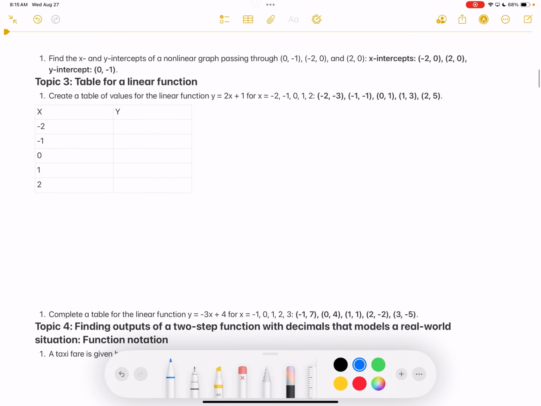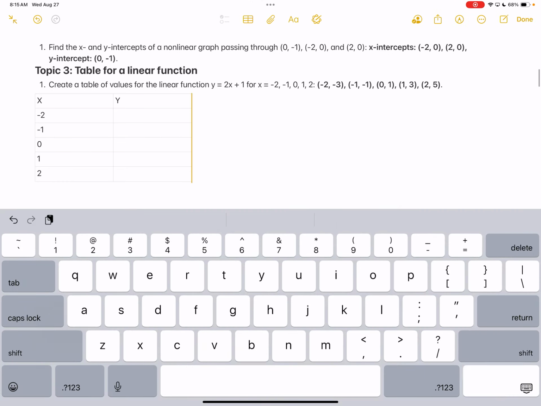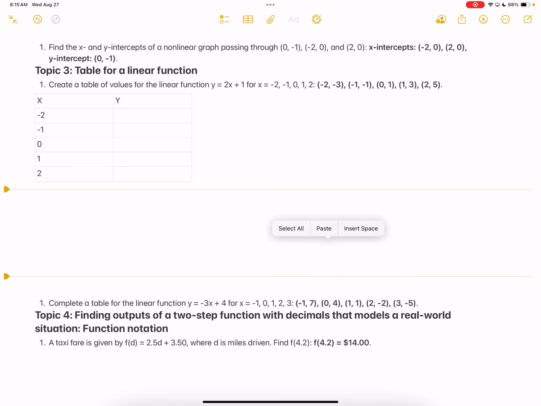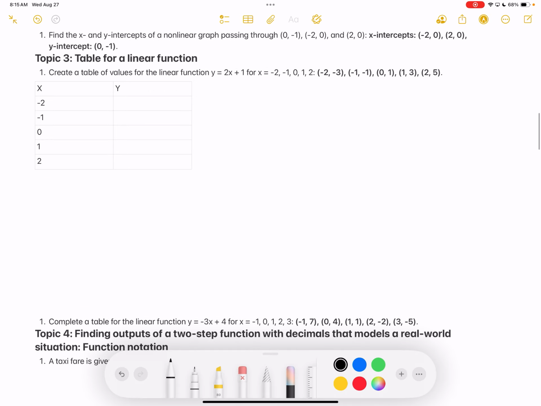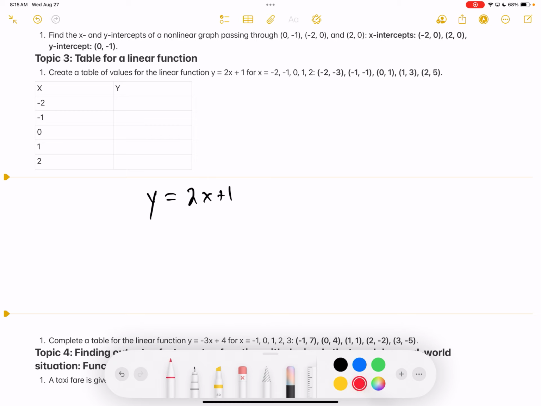All right, a table for a linear function. They'll give you a table like this right here. Using the equation y equals 2x plus 1, fill out the table. I'm not going to do all of these, but you just plug them in. All you got to do is plug each of these in.